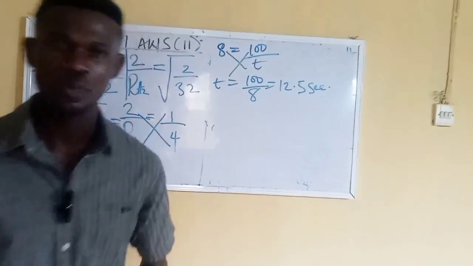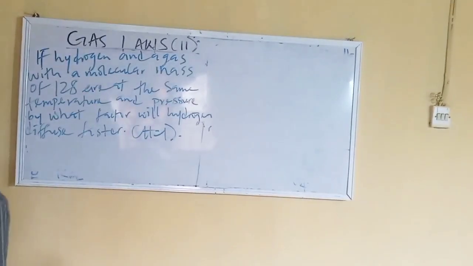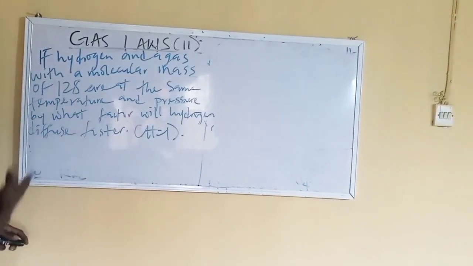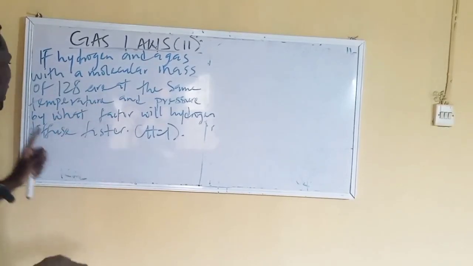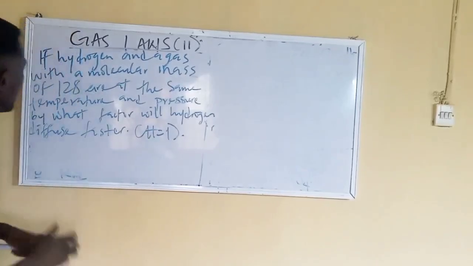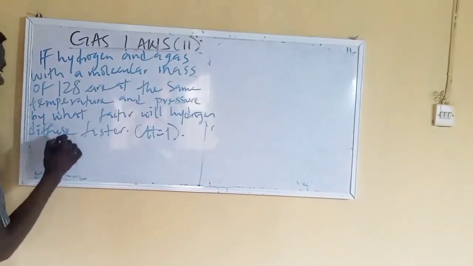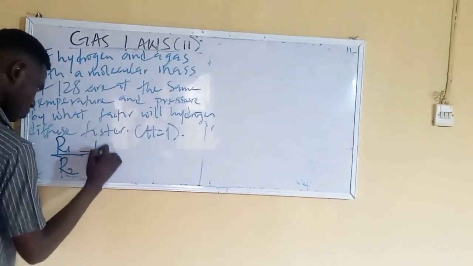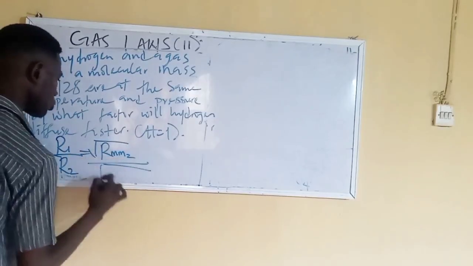Now let's go to the next one. Now, if you look at this question, you have, if hydrogen and a gas with a molecular mass of 128 are at the same temperature and pressure, by what factor will hydrogen diffuse faster, given that your H is equals to 1? Now, the formula we have to work with here has to be our R1 over R2 equals to root RMM of 2 over root RMM of 1.